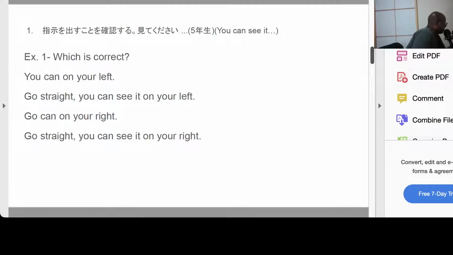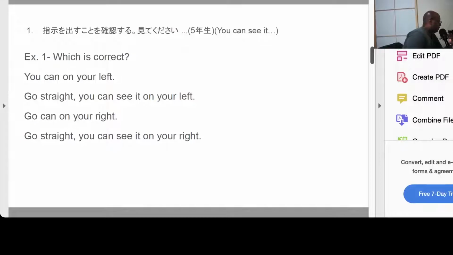Okay, so let's go back into that really quickly. So here the example is, you can on your left. Go straight. You can see it on your left. Go can on your left, on your right. Go straight. You can see it on your right. Okay, so out of those four examples, which ones are the right ones? Which ones do you think? Okay, let's go back to that again.